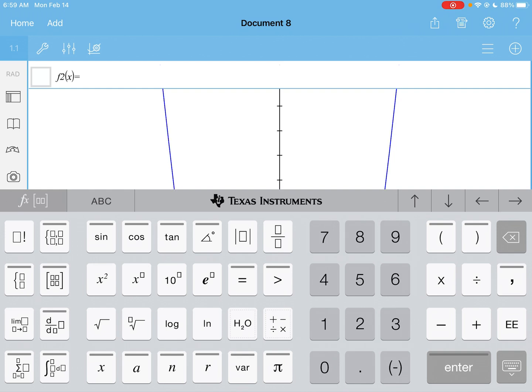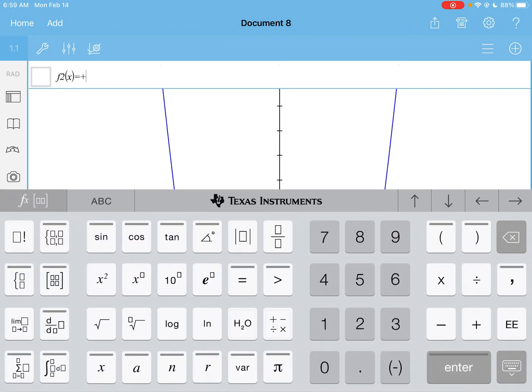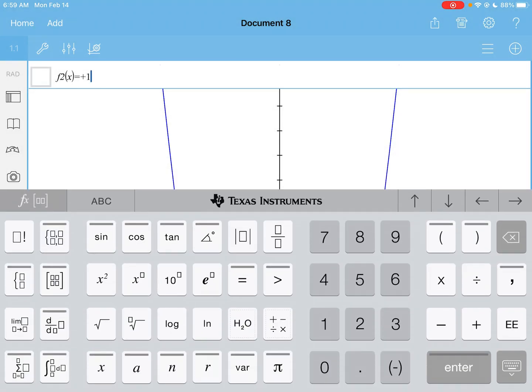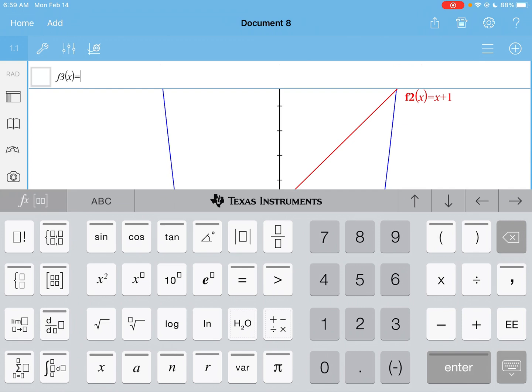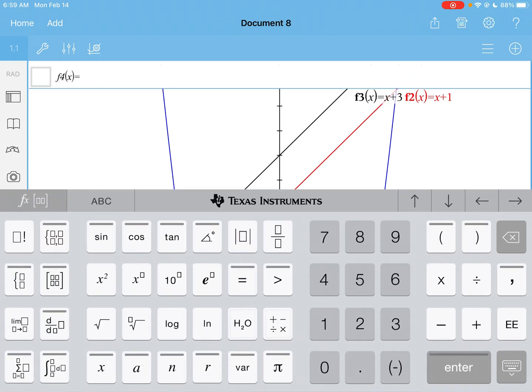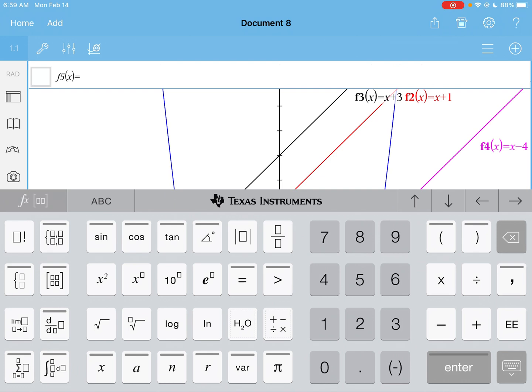We have x squared minus 16. Looks like that. We want it to go through the zeros. So we have x plus 1. Oh, I didn't even type in a variable. Hello. X plus 1. There we go. Nope. X plus 1 doesn't work. We go to x plus 3. Nope, that doesn't work. We go to x minus 4. Boom, that goes through.